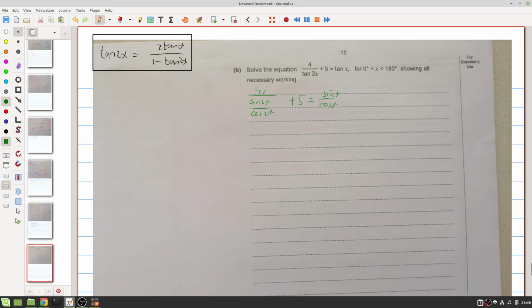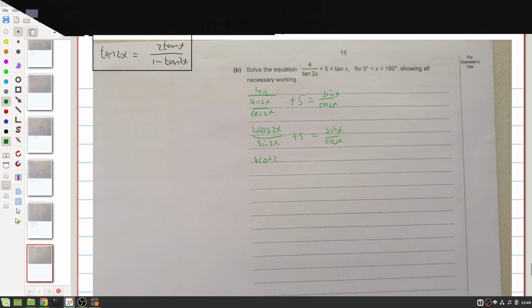Okay, so 4 over 1 divided by sin over cos, so that's just going to become 4 cos 2x over sin x, sin 2x, plus 5 equals sin x over cos x. Okay, now the sin 2x we can change into 2 sin x cos x, right? But let's first multiply by sin 2x. It doesn't really matter what we do first, but I'm just going to show that first.